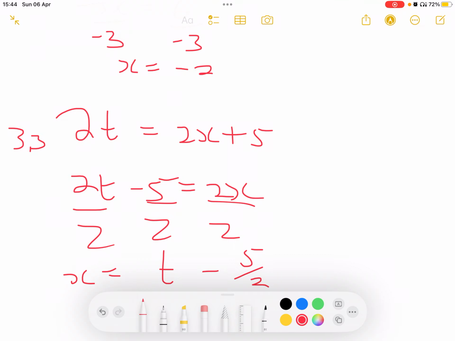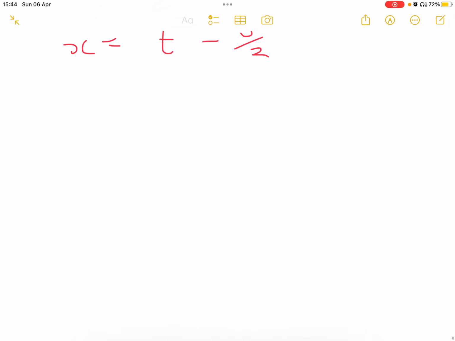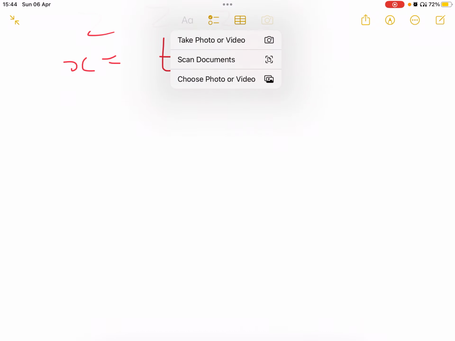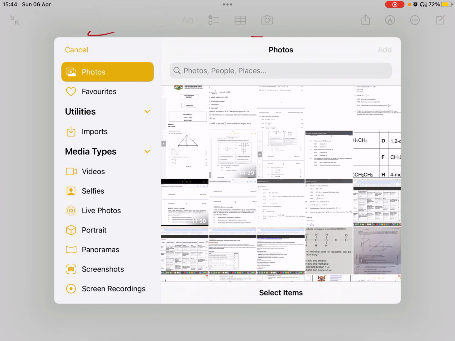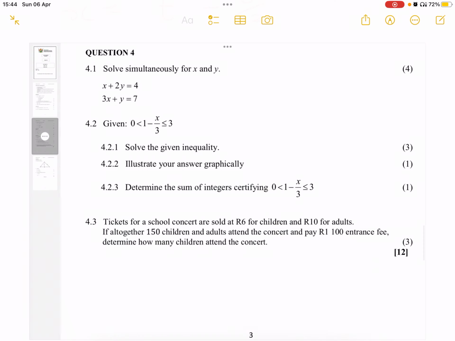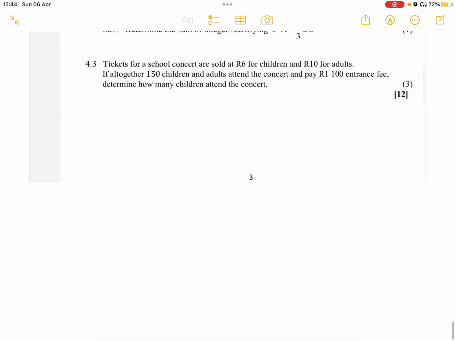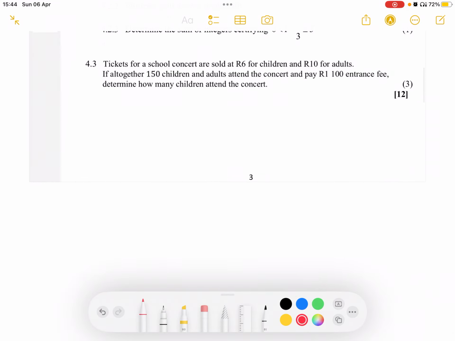Then in question 4, we have question 4, which is a bit lengthy also. Question 4. Solve simultaneously for x and y. Okay, in this one, to make things short, I'm just going to use x in this case. Then you can on your own do the one with y.